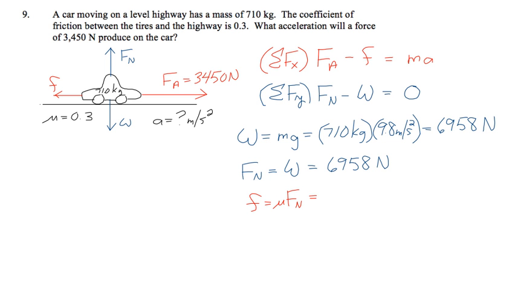That's a formula. Again, formulas are different than descriptive equations. Formulas are universal. Everyone recognizes this is true. Everyone doesn't recognize the descriptive equations is true because they're only true for this problem. So friction equals mu Fn. So we're going to have 0.3 times 6,958 newtons. And what will that equal? 2,087 newtons.